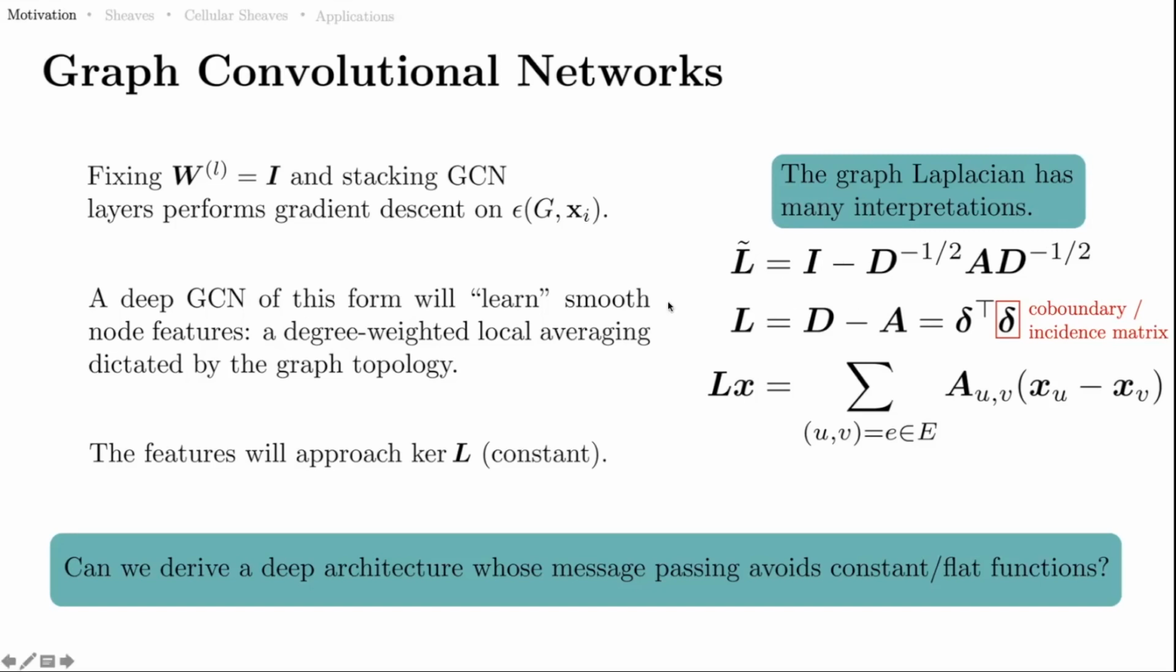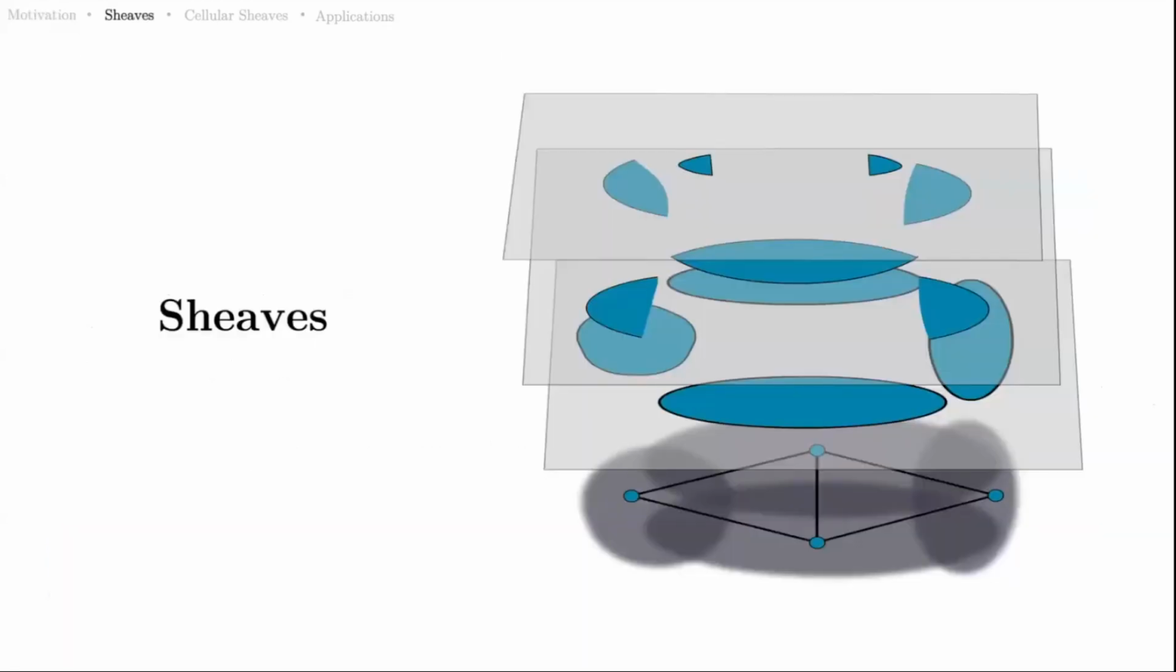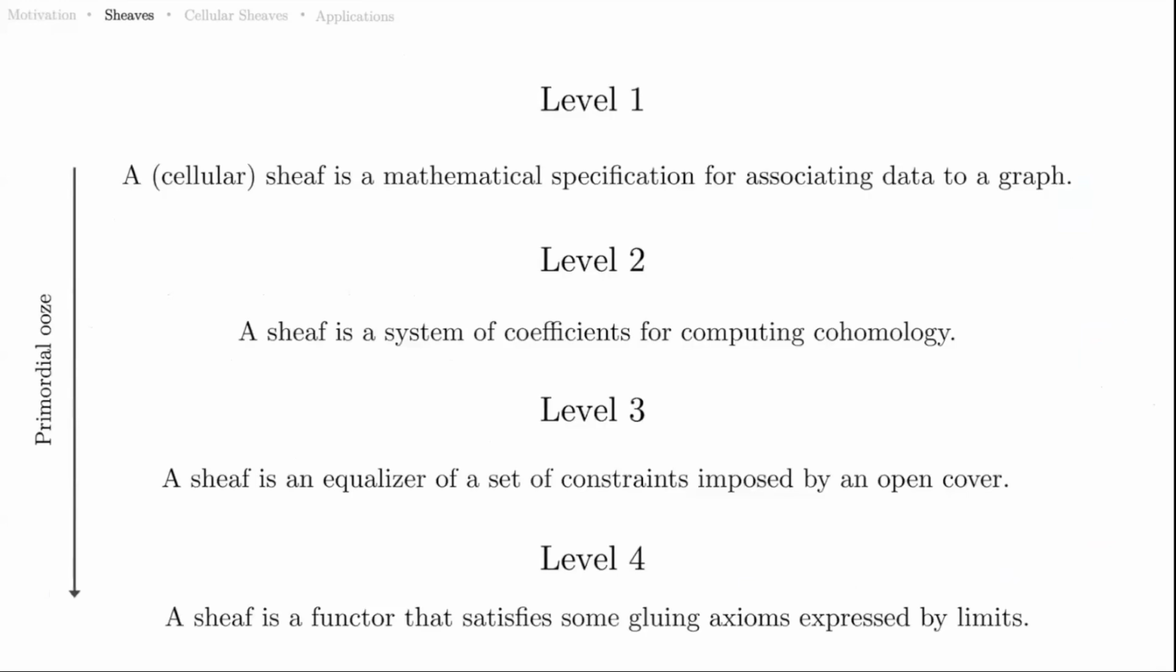So the graph Laplacian again has a number of different interpretations or ways to define it. Maybe just keep that in the back of your mind. And so again, maybe a motivating question for graph convolutional neural networks will be: is there a way to derive something that looks like a graph convolutional neural network, but whose message passing is able to avoid these trivial or flat constant functions? So another motivating question.